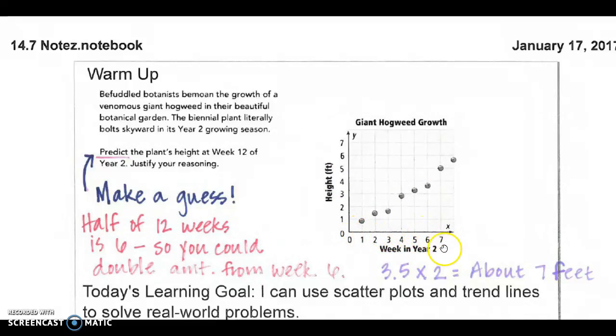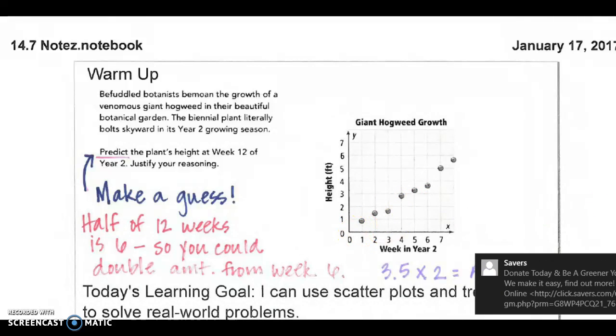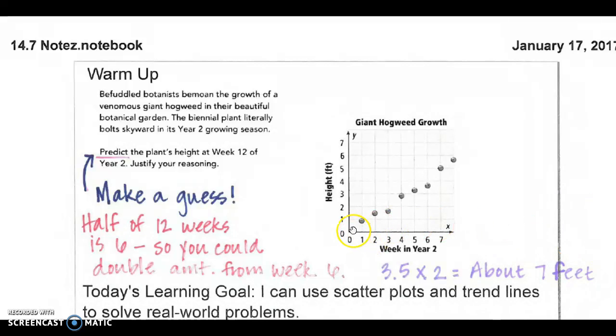You can see that the graph only extends to week 7, but I want to know where it is going to be after week 12. So if you look, the y-intercept is almost 0. And what's going to happen is that you're going to continue that trend line and it's going to continue to go up and up and up. I think the easiest way to do it is just look where it's at week 6, which is halfway through to week 12. And at week 6, it's 3.5.